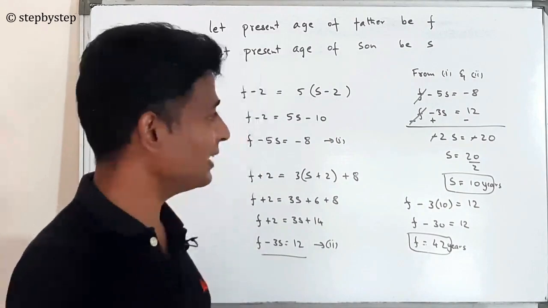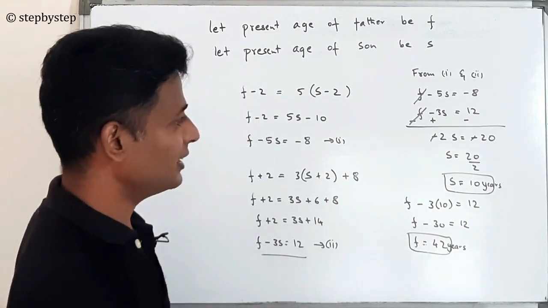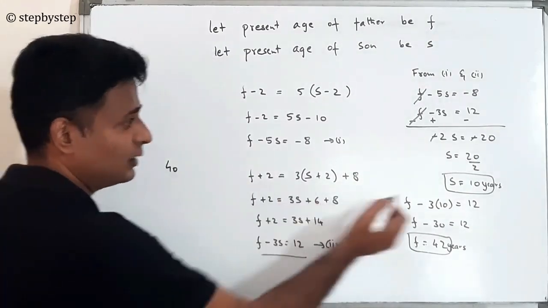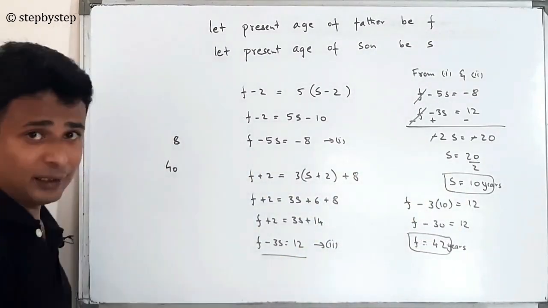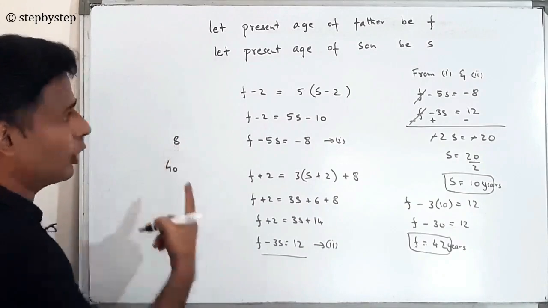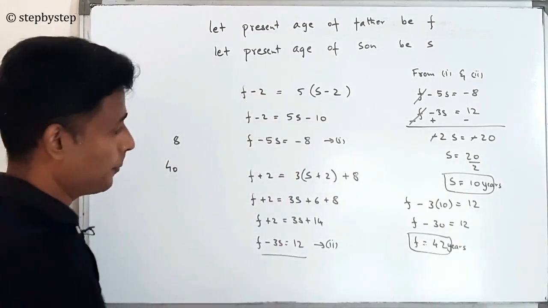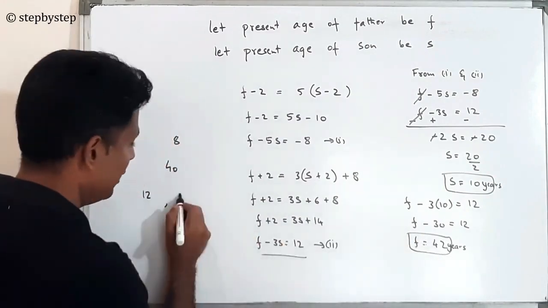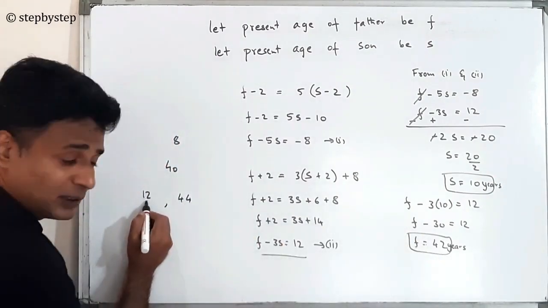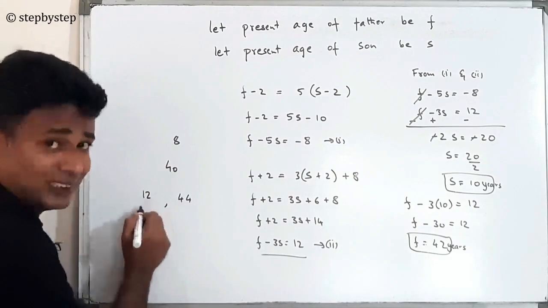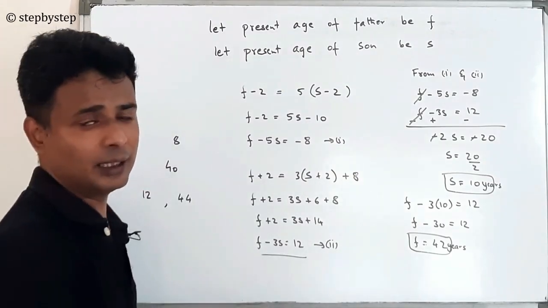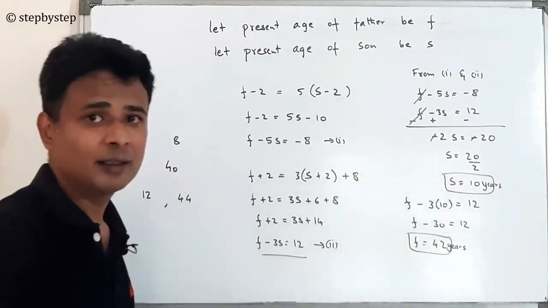If you want, you can check the conditions. 2 years ago, father's age would have been 40 and son's age would have been 8, right? So 5 times 8 is 40. So first condition satisfied. 2 years later, son will be 12, father will be 44. Now 3 into 12 is 36. 36 plus 8 is 44. So both conditions are satisfied. Your answer is correct.